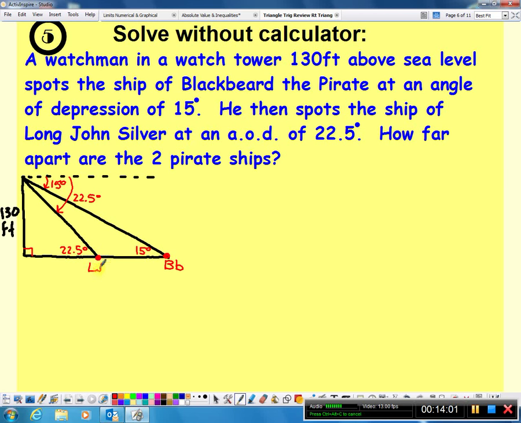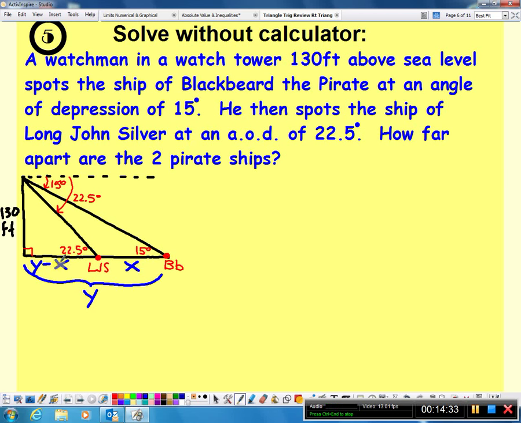Okay, so how far apart are the two pirate ships? What I ultimately need is x. So in this case, I'm going to say that's x, and then let me say that this is y. And then if I need to, I can call this y minus x. Okay, so let's see how we're going to handle this.